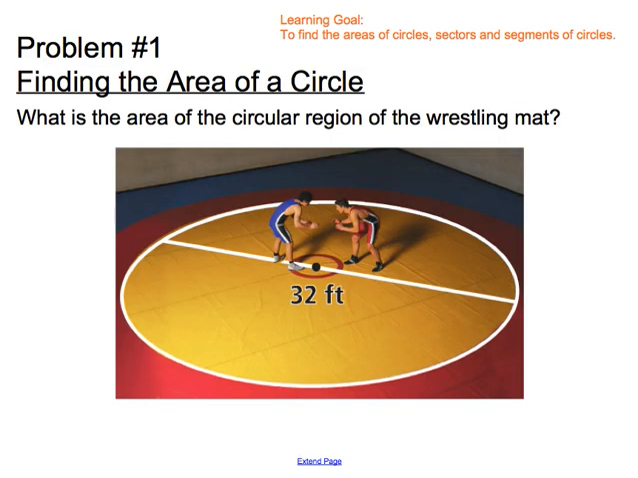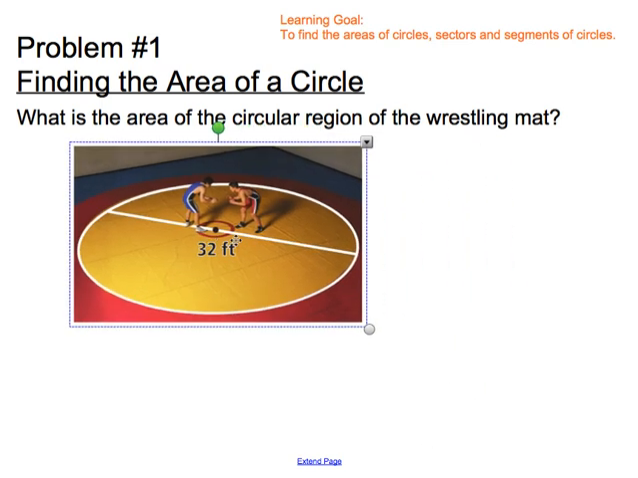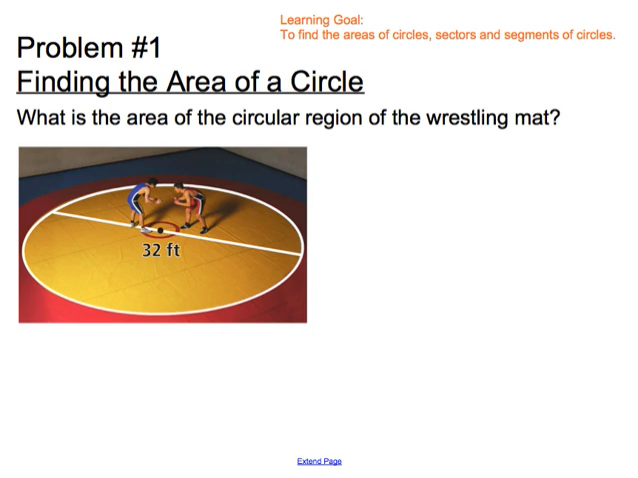So let's start by finding the area of the circular region of this wrestling mat. Before we get started, let's shrink this picture a little bit and move it out of our way. We're trying to find the area of a circular region, so the first thing we're going to do is write down our formula. Area equals pi times the radius squared. In this case, we need to know the radius of this circle.